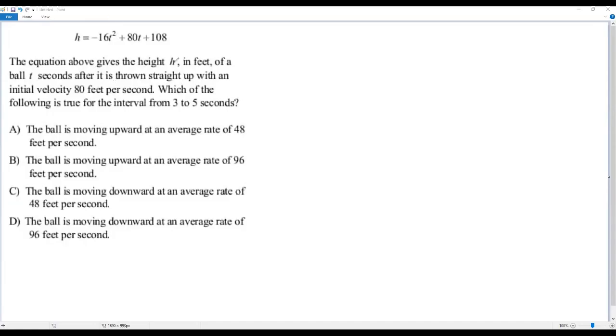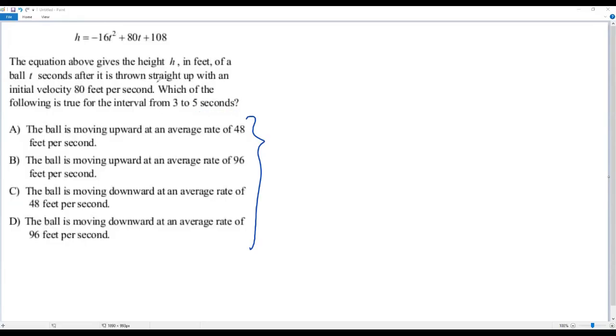The equation above gives the height h in feet of a ball t seconds after it is thrown straight up with an initial velocity of 80 feet per second. Which of the following is true for the interval from 3 to 5 seconds? In the given answer choices, we have some information about the time interval 3 to 5 seconds, and we have to find the one which is true.